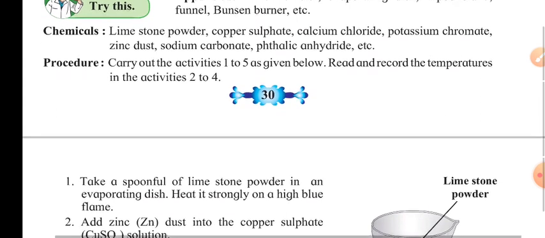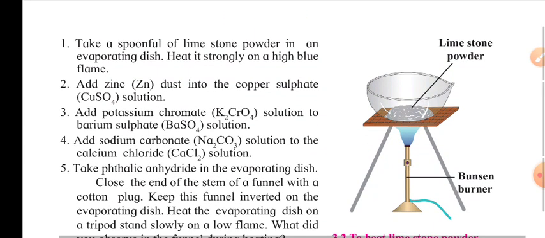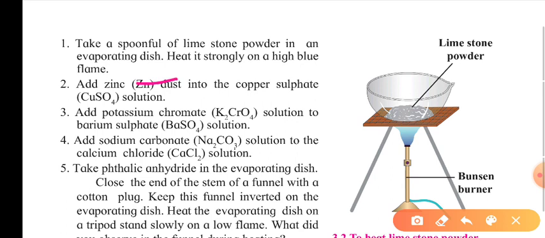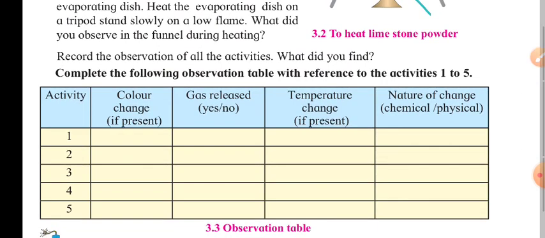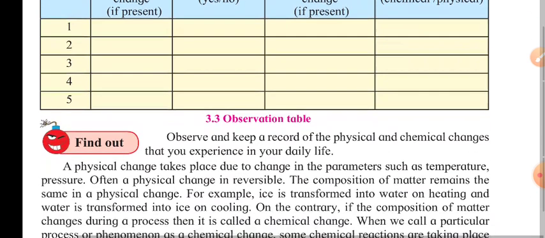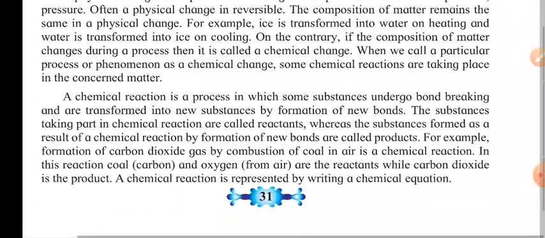Further, they have given us an activity in which they have taken zinc dust into copper sulfate solution, and after that adding potassium chromate solution to barium sulfate solution, and adding sodium carbonate solution to calcium chloride solution. Different chemical reactions they have given here, and all we are supposed to observe. Complete the following observation table with reference to activities 1 to 5. So this is a practical part which we can see once the school reopens, and then in the laboratory we can observe this kind of changes.